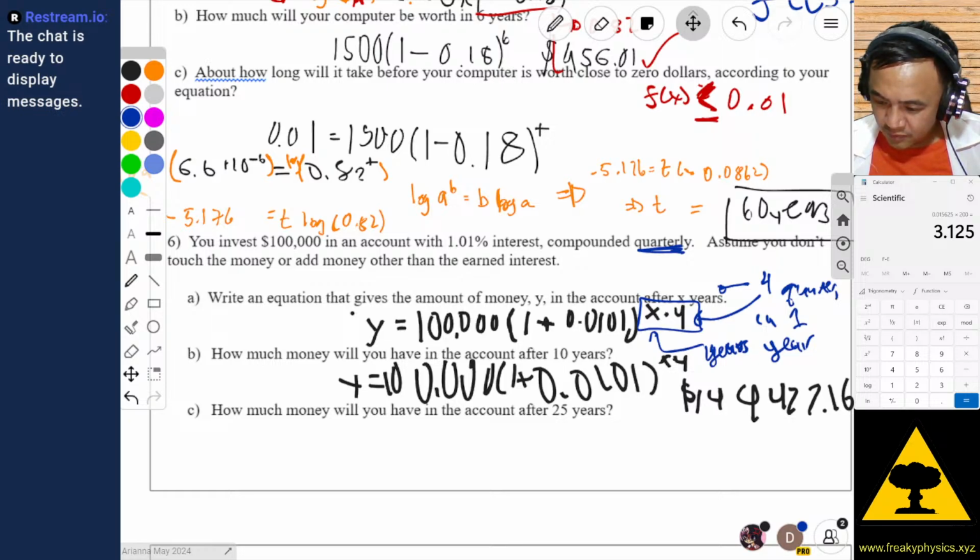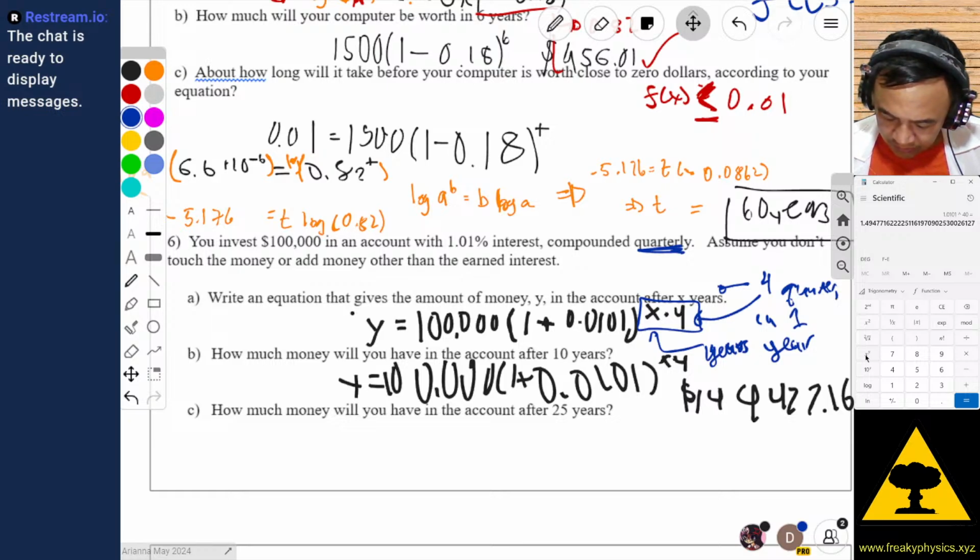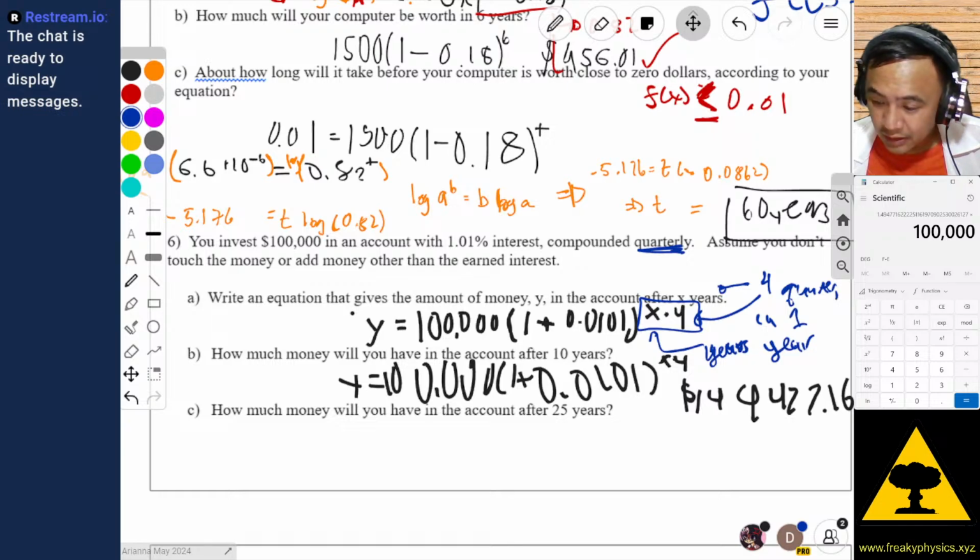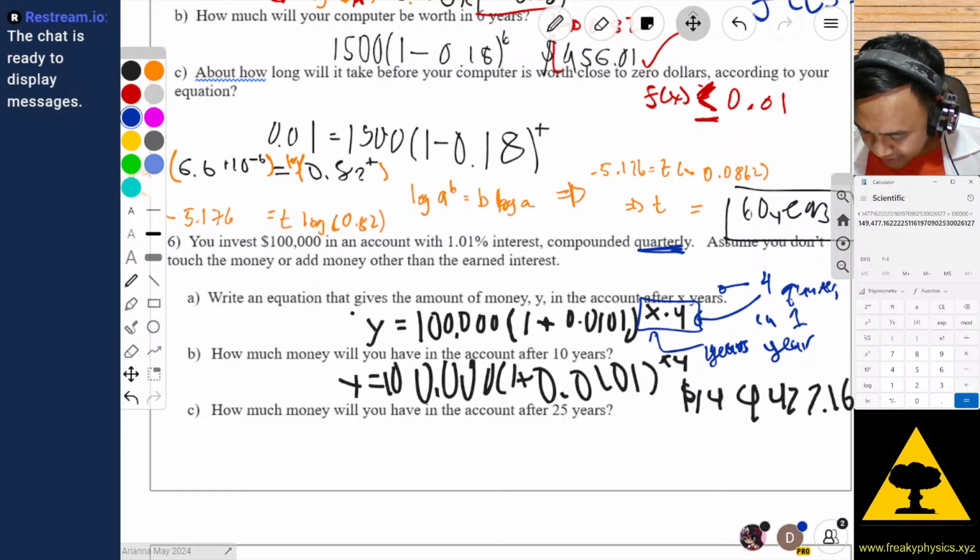That's going to be 1.01, hold on, 1.0101 raised to 10 years would be 40. Raised to 40 would be that much times 100,000. Your answer is correct. 477 dollars and 16 cents. Correct. All right.